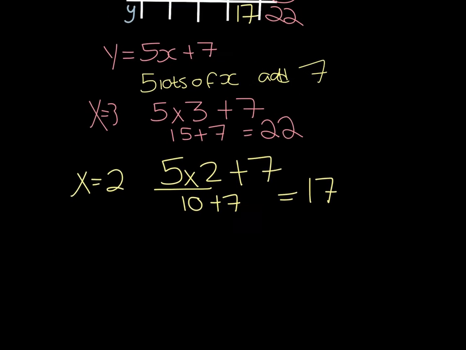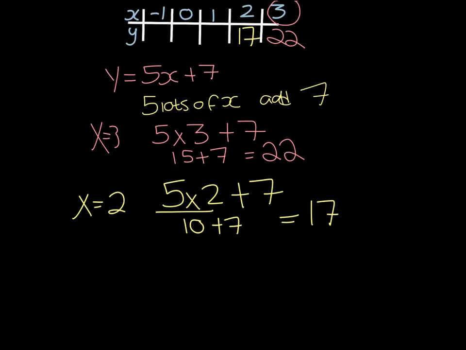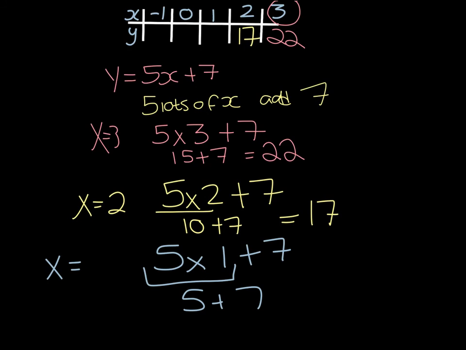Again, just continue. Pick your next one. If x is 1, 5 lots of the x coordinate, so 5 lots of 1 plus 7. 5 ones or 1 5 is 5. Add on 7 is 12. Again, speed it up a little bit. Have a look at your numbers. 22, 17 and 12. There should be a pattern between these numbers. Let's have a look at them. They are going down in 5s.